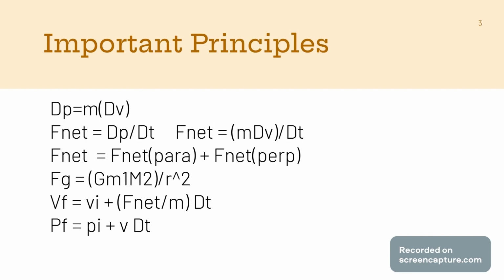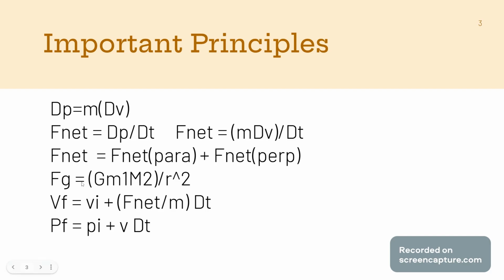Some important principles we'll find are that the change of momentum is equal to mass times the change of velocity. That's important when we know that F net is equal to the change of momentum over change in time. So therefore, F net is equal to mass times the change of velocity over change in time. Furthermore, F net is equal to F net parallel plus F net perpendicular.